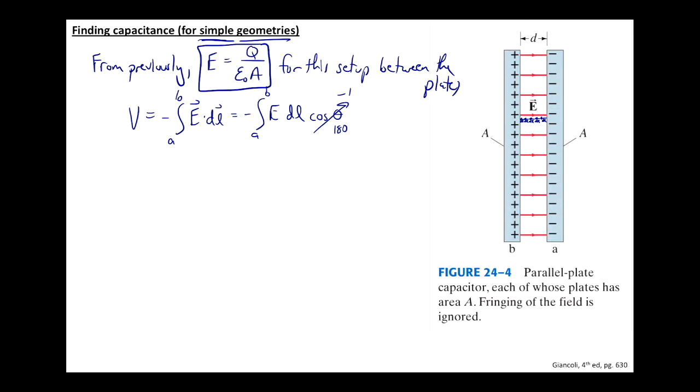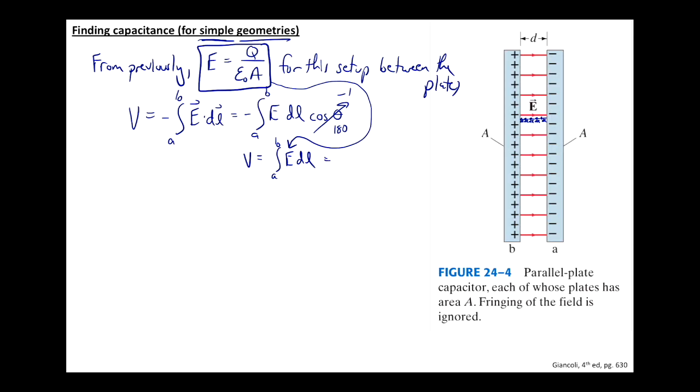And then we're going to plug some things together. Okay, so at this point, we could say that V is equal to just the integral from A to B of E dl, because we have two negative signs there. And then we're going to take this equation for the electric field that is constant everywhere between the two plates and plug it in. We're going to integrate that electric field from the plate on the right to the plate on the left.